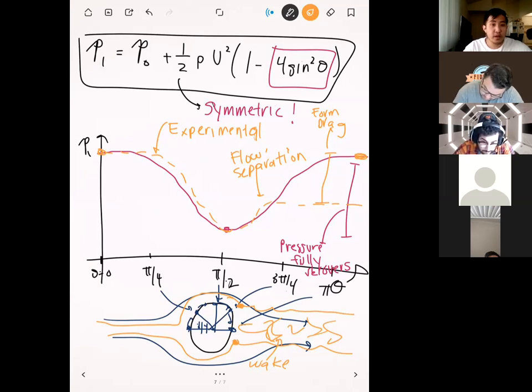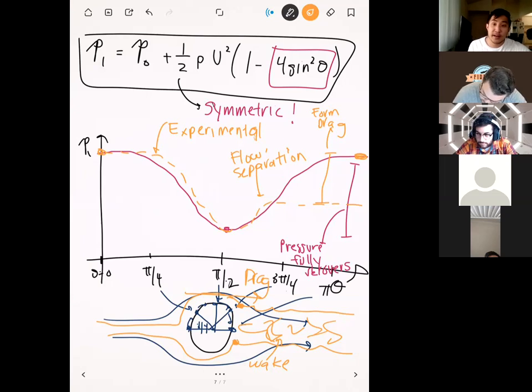And so a wake, we'll go over this much more later, basically has very low pressures. Because of the low pressures in the wake, you have a net force in this direction. And that's known as drag. If you're interested in aerospace, form drag like this, and separation and wakes are very, very bad.